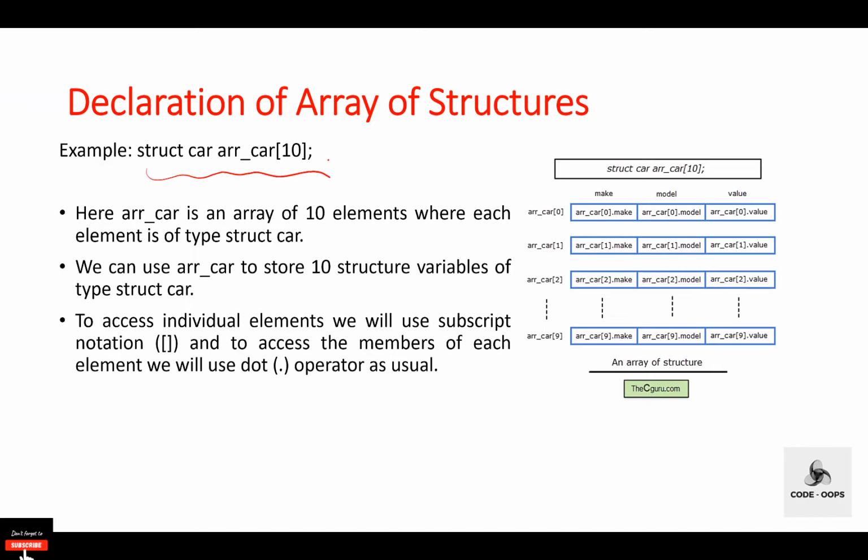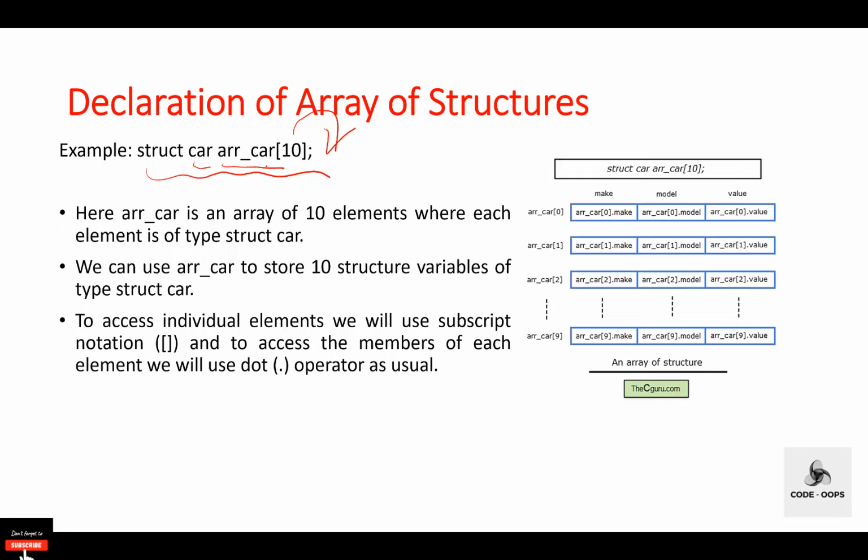How to declare an array of structure? Struct keyword, car is the name of the structure, and arr_car is the name of the array of structure, and 10 is the size of the array. Now in this case, arr_car is an array of 10 elements where each element is of type struct car.